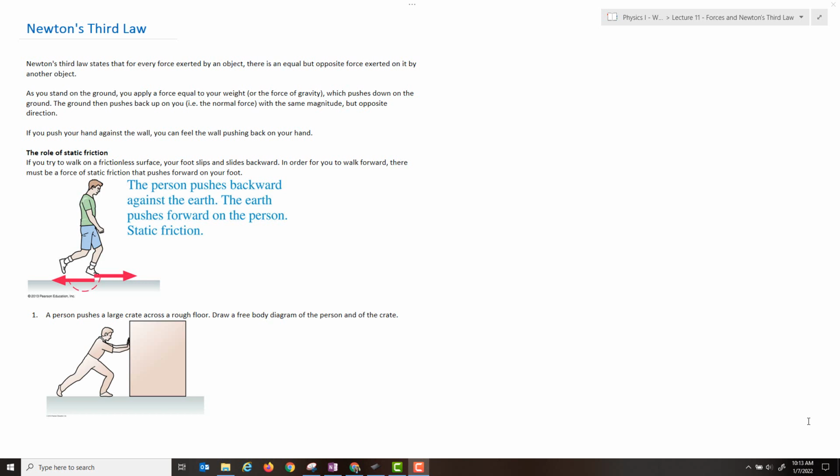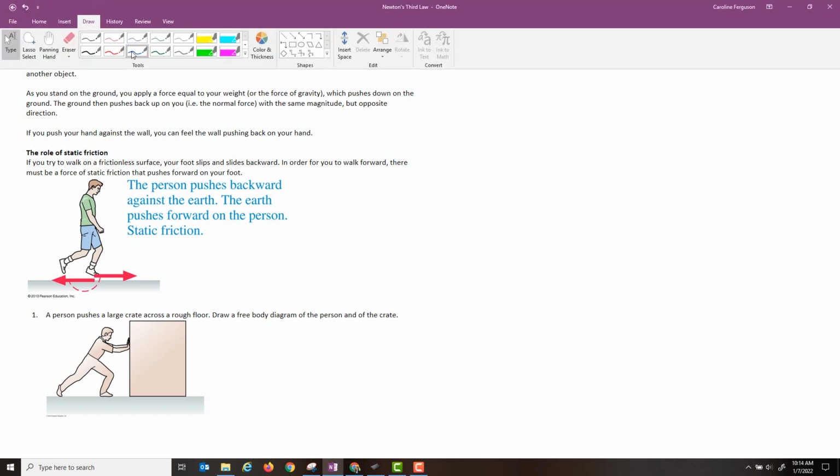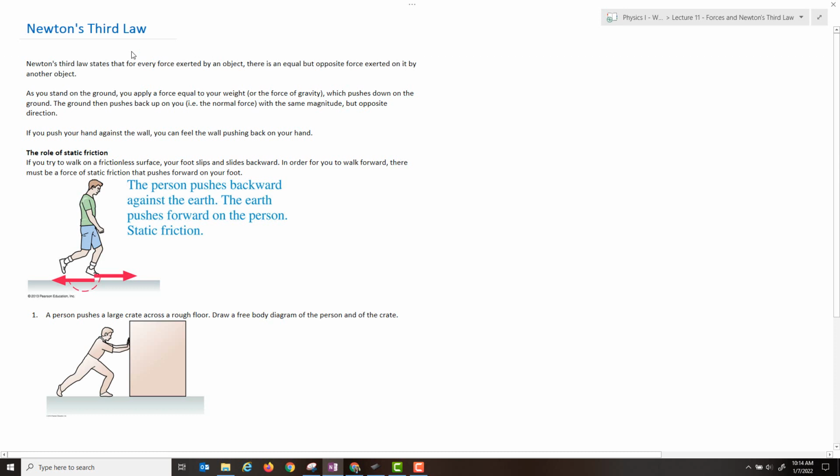A person pushes a large crate across a rough floor. Draw a free body diagram of the person and the crate. Okay, so this is a free body diagram of both the person and the crate together. Okay, so we'll start by drawing a dot. Okay, so this dot is representing the person and the crate.